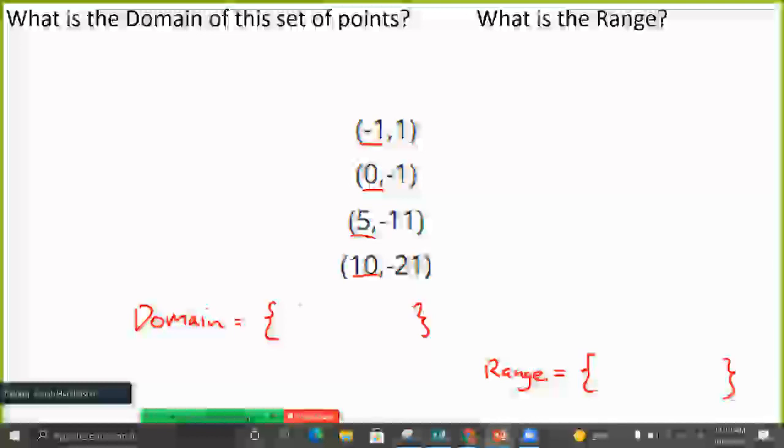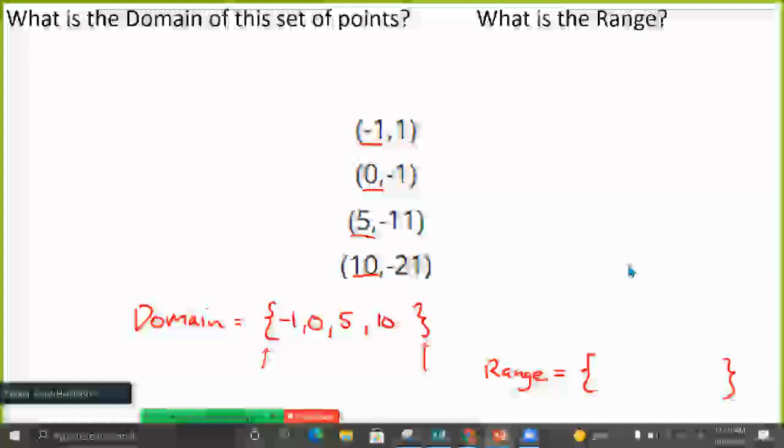The domain is the group of inputs, which we know now is the first numbers. So that's negative 1, 0, 5, and 10. In math, you've seen me do it, you've seen it in Edmentum, we often use these fancy squiggly brackets to hold a group of numbers or a group of points. So that's what I'm writing here, the brackets to hold my domain, and the same for range.